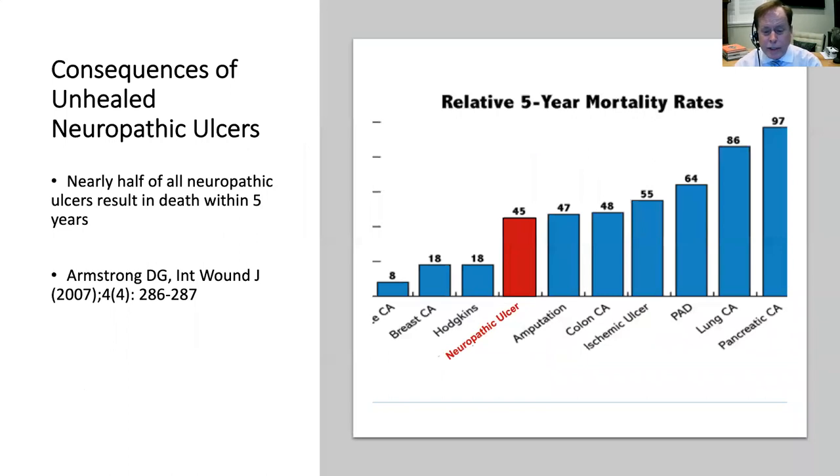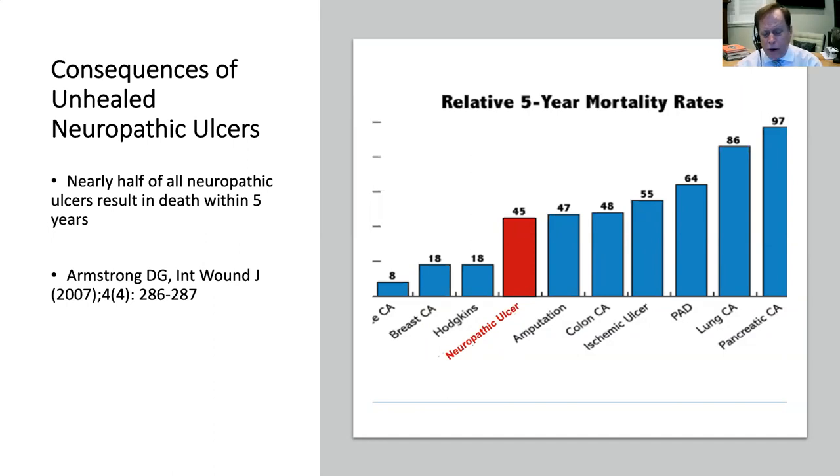So how serious is this? Well, this actually was compared to some cancers like breast cancer and Hodgkin's disease. And what this study by Armstrong and colleagues in 2007 showed is that nearly half of all neuropathic ulcers resulted in death within 5 years. And this relative risk was actually greater than some cancers.